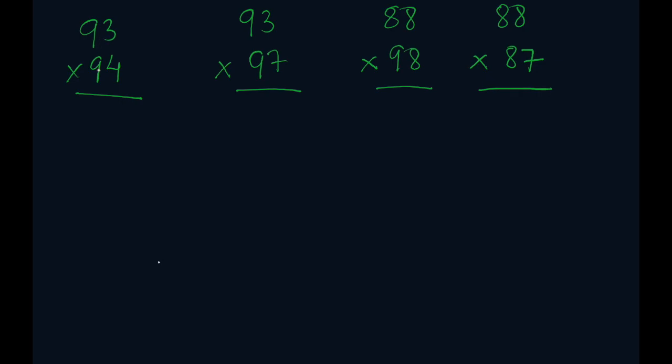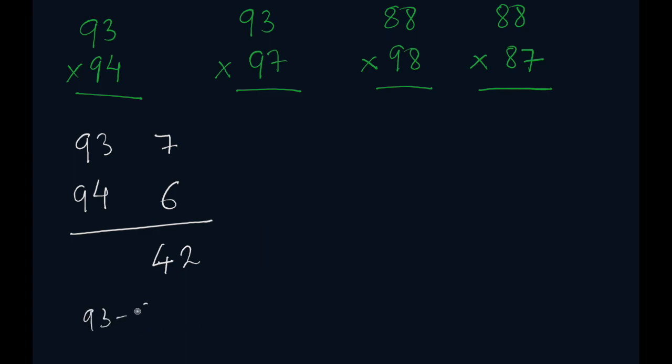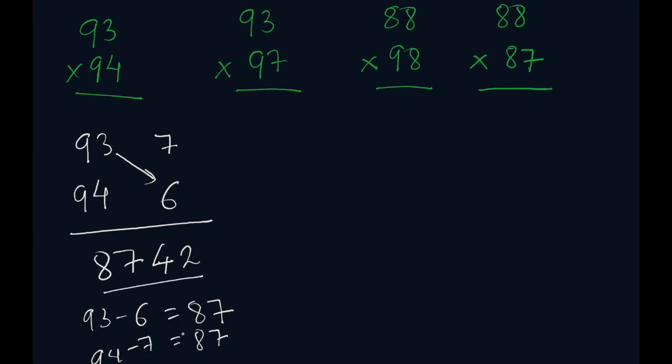So our question is 93 cross 94. So we can simply write here 93 and here 94. 100 minus 93 is 7. 100 minus 94 is 6. We can multiply 7 cross 6. This is 42. Now we can do 93 minus 6. We have to subtract this number. So 93 minus 6 is 87. Similarly 94 minus 7 is also 87. So it is 8742. So this is our answer.